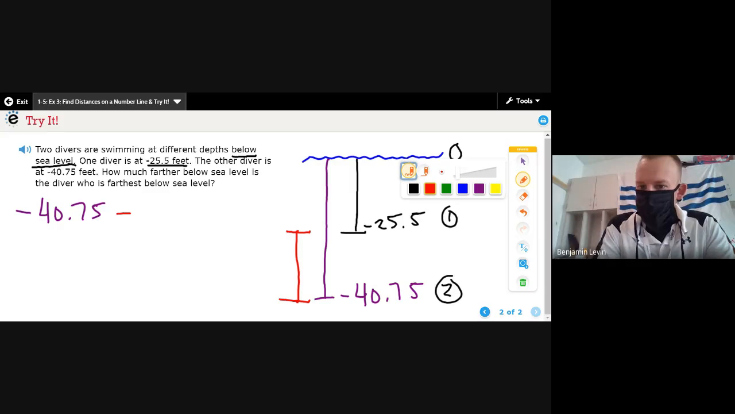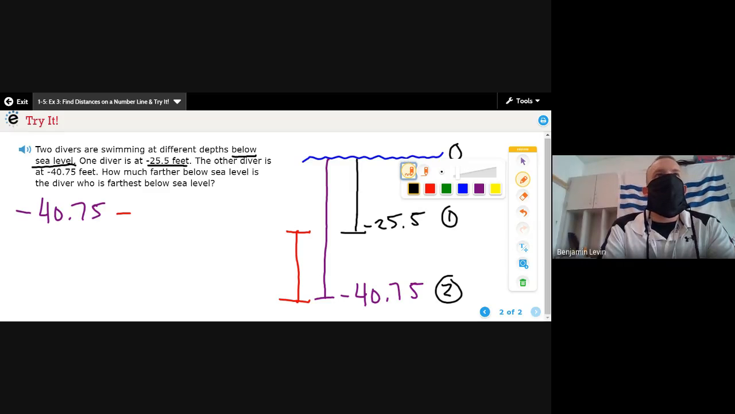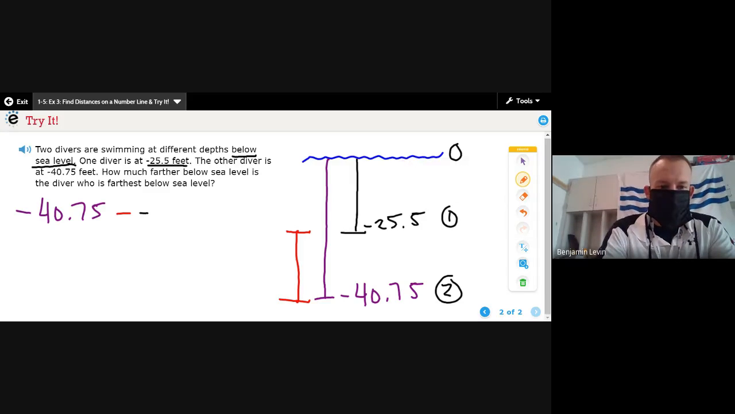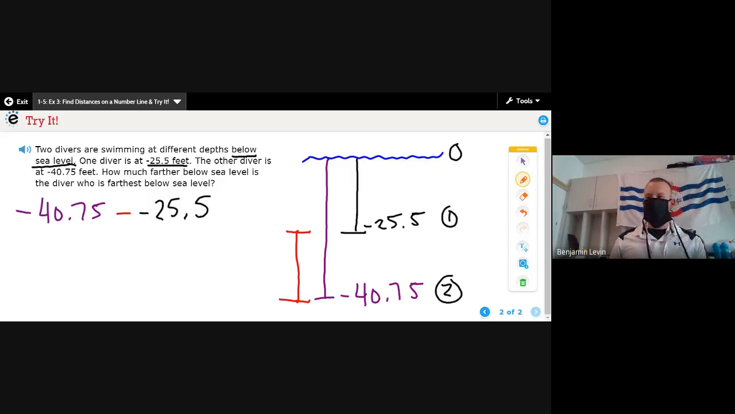And then what's our diver 1's depth? How far down is diver 1? The black diver. Right. Negative 25.5. The purple diver was 40.75. Now we have a problem we can do. All right? We have a problem we can do here.